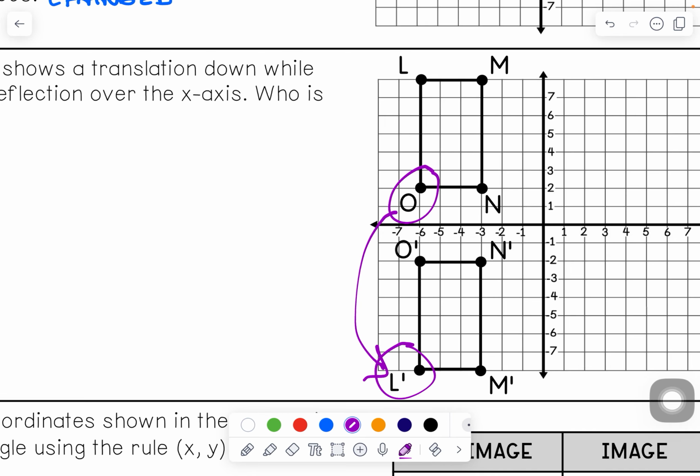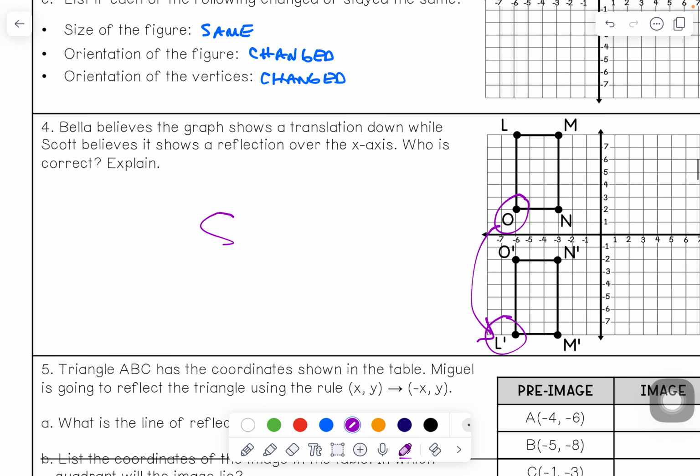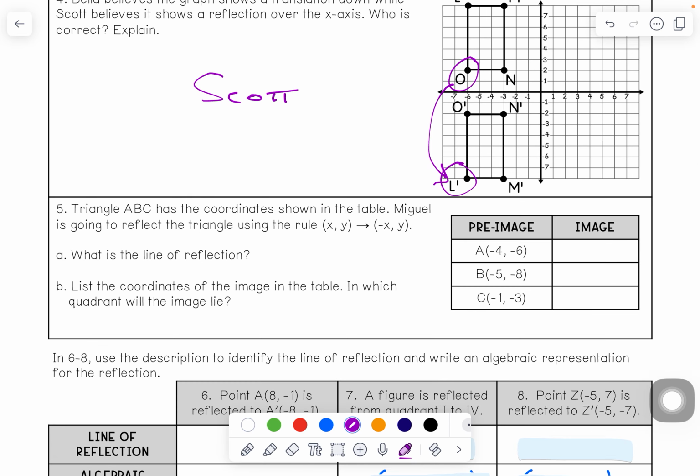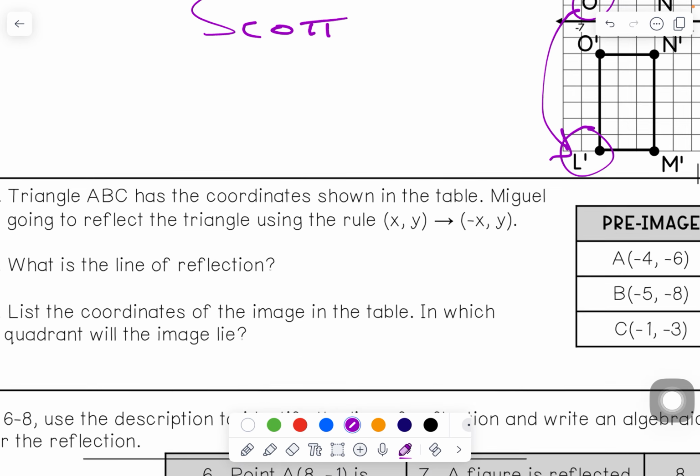Last up, again, just different varieties of how to look at this, sometimes with a picture, sometimes without a picture. Here's without a picture. Point A is (8, negative 1). It's reflected to A prime, which is (negative 8, negative 1). So we want to observe what changed. The x numbers changed, the y numbers stayed the same. So whichever one stayed the same tells you where the reflection line is, the y-axis.